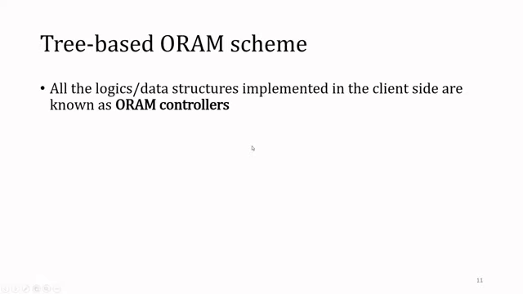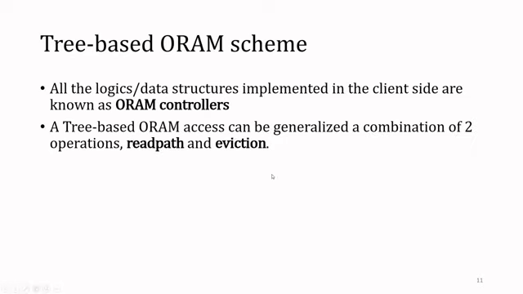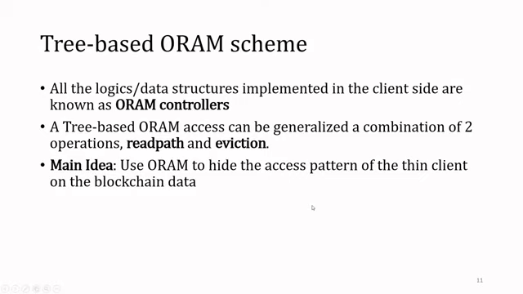All the logic and data structures implemented on the client side are known as the ORAM controller. The tree-based ORAM access can be generalized into a combination of two operations, read path and eviction. So the main idea of this work is that we use ORAM to hide the access pattern of the thin client on the blockchain data.